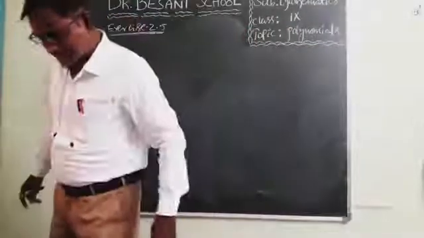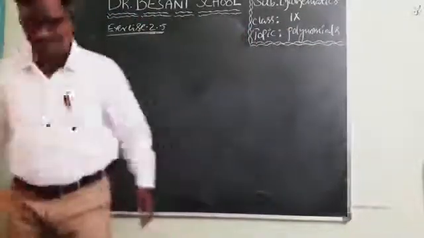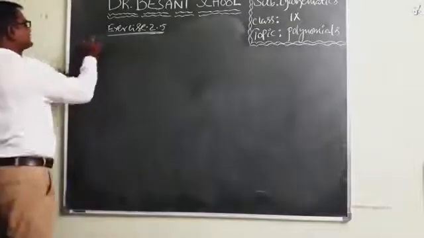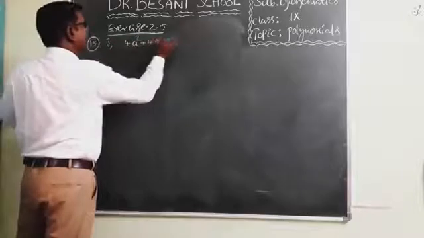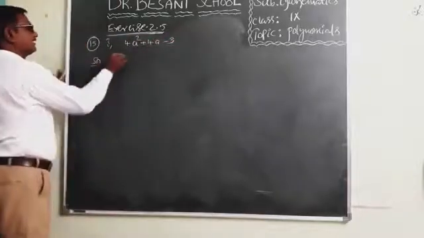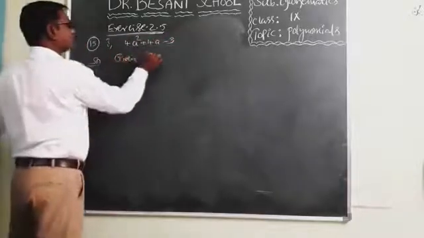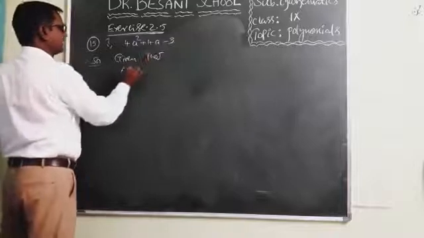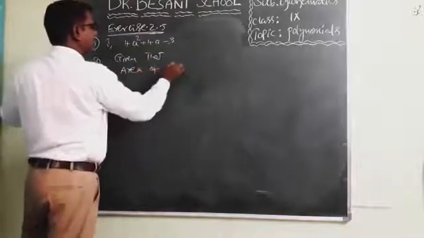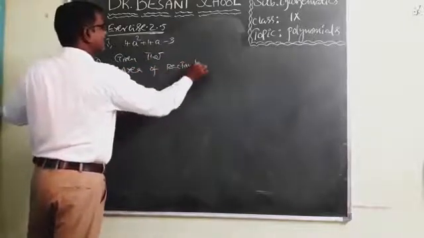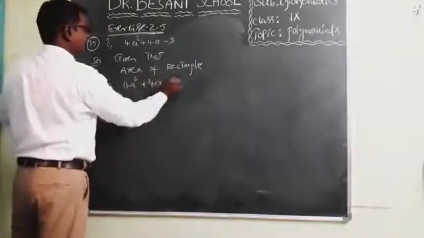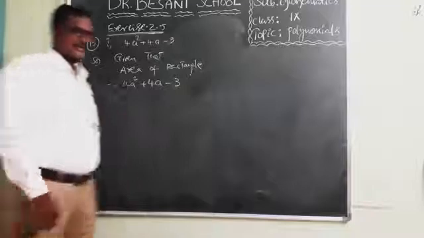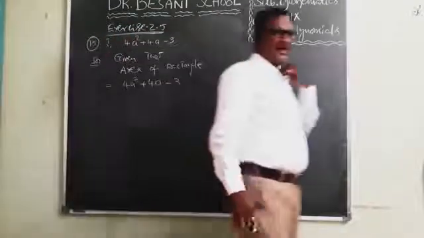15th Roman. 4a square plus 4a minus 3. First one. See, children, given that area of rectangle is equal to 4a square plus 4a minus 3. So again, this is the quadratic expression, quadratic polynomial. We have to factorize this one.